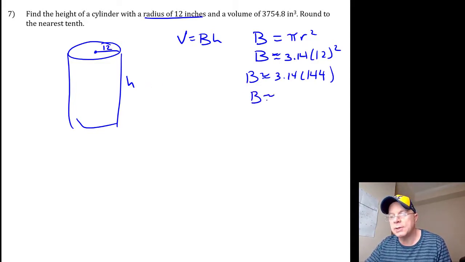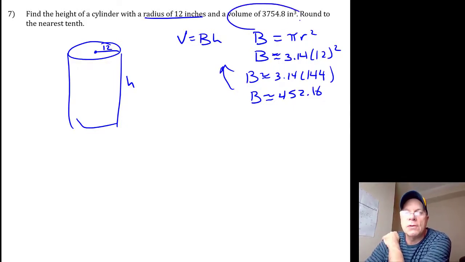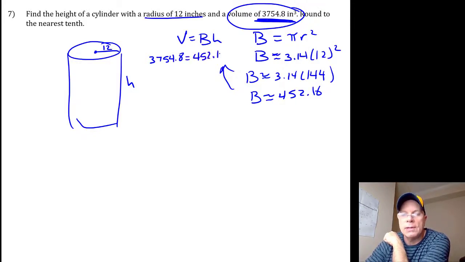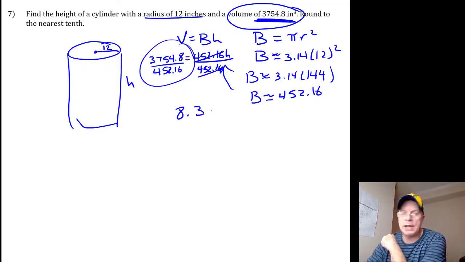Area of the base is approximately 452.16. Then you substitute into this formula. But the difference here is they've given you the volume. We know the volume, we're trying to find the height. So don't write V, write 3754.8 equals 452.16 H, and then divide both sides by 452.16. That's the multiplicative inverse, property of equality, all the things we've practiced all year just with harder numbers. And you end up getting when you do that division on a calculator, because you could use a calculator, you get 8.3 inches for the height.